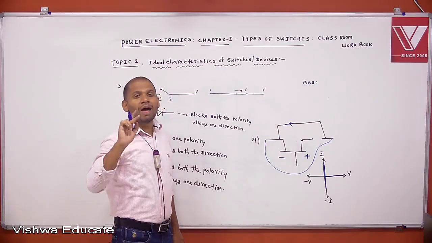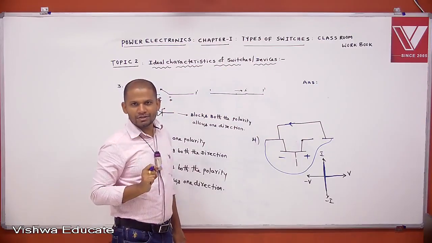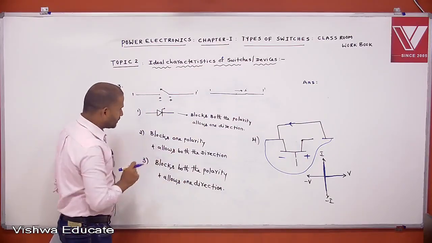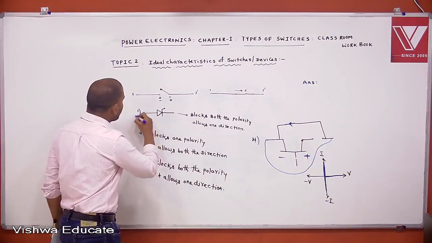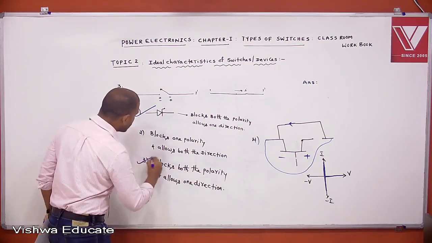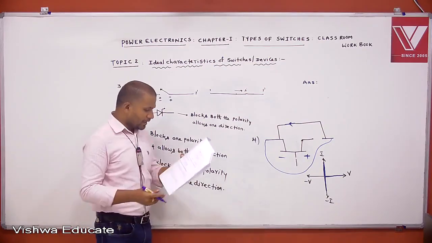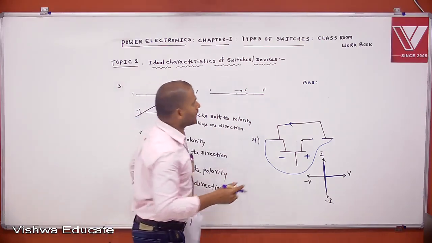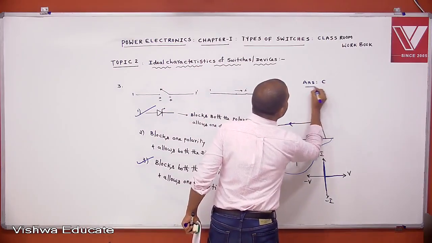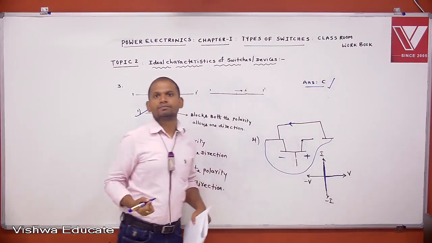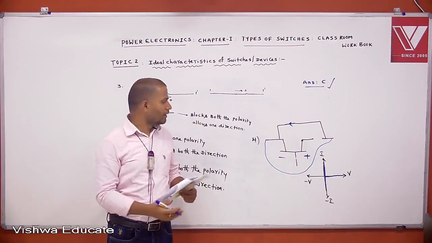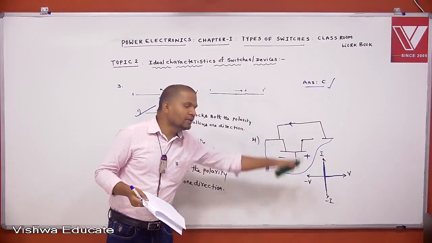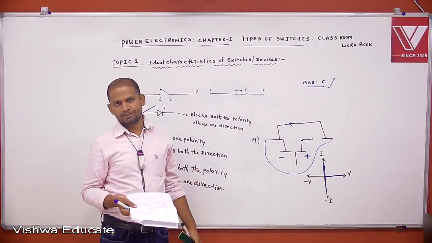The device which blocks two polarities allows one direction. Blocks one polarity and allows both directions. Blocks both polarities and allows one direction. Blocks both polarities and allows one direction. Then which is the correct answer? 1 and 3. 1 and 3 means option C is correct. Answer C. Understood? Okay. But this arrangement blocks only one polarity, but allows both directions. Understood?